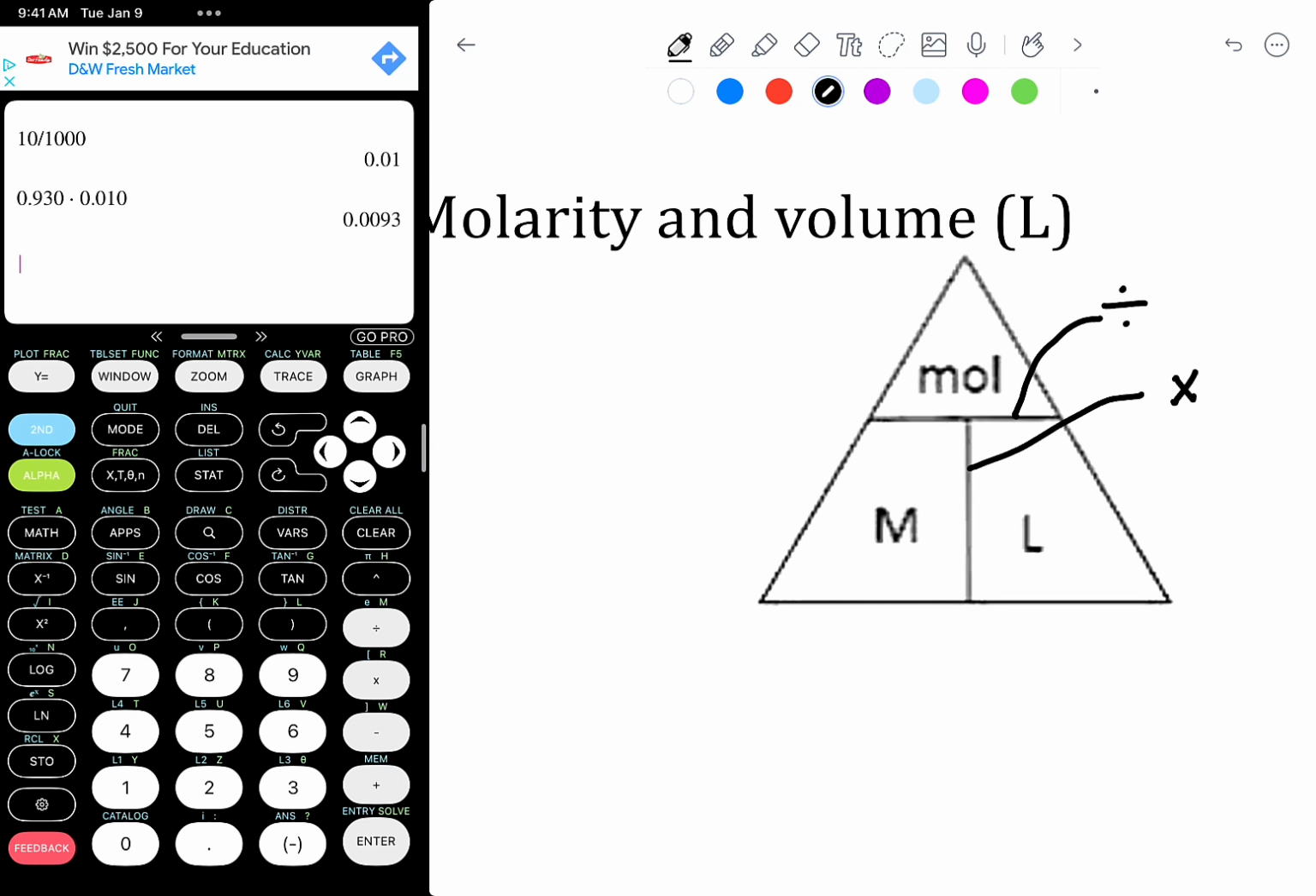So if I wanted to solve for molarity, all you do is cover up the M, so we're solving for capital M, and so what you would do is take moles and divide it by liters because those are the only two left in the triangle. So moles divided by liters.